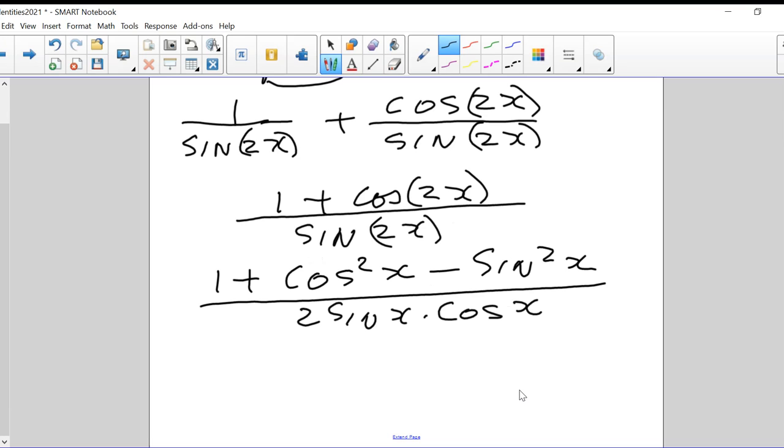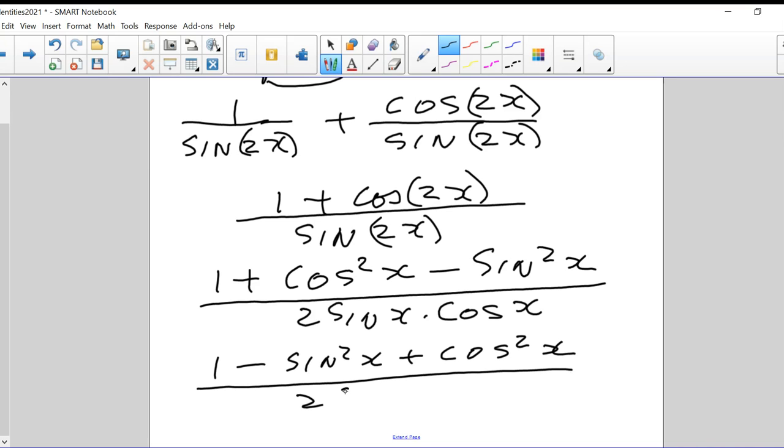Is it wrong for me to write the top line of this a different way, to say 1 minus sine squared x plus cos squared x? Would that be wrong if I did that? Or is that okay? What do you think? And if you say yes to that, why do you think I did that? I changed the order in which I wrote them down.